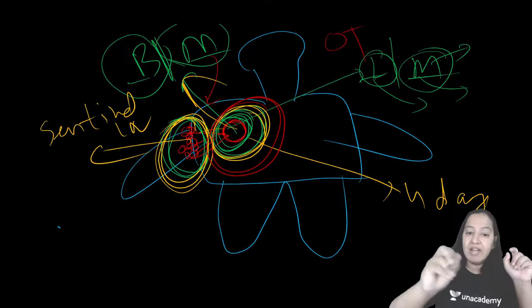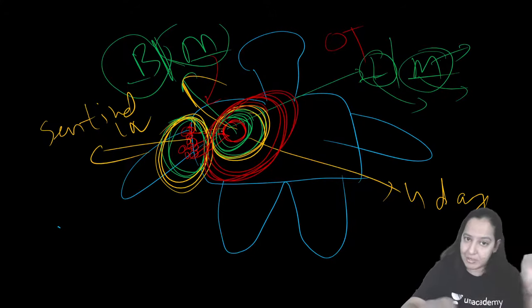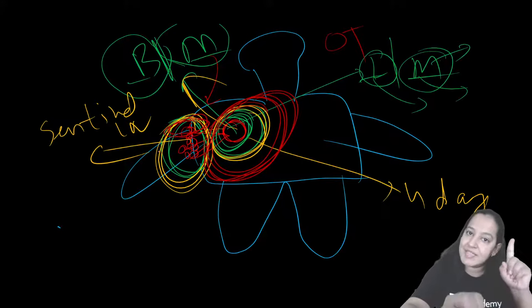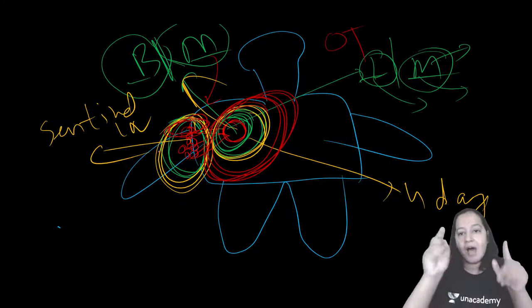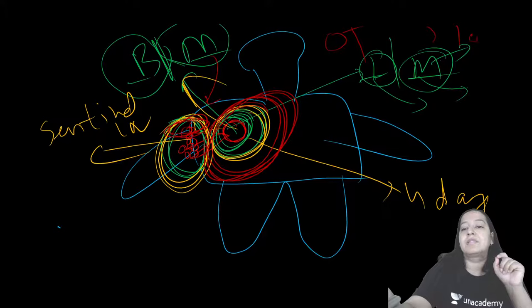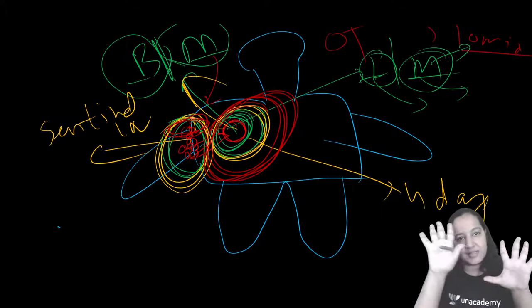So I will give this tumor, or the first lymph node, the sentinel lymph node, to the pathologist and ask him to give the report within 10 minutes. So how will he give the report within 10 minutes? There are 6 steps, na.